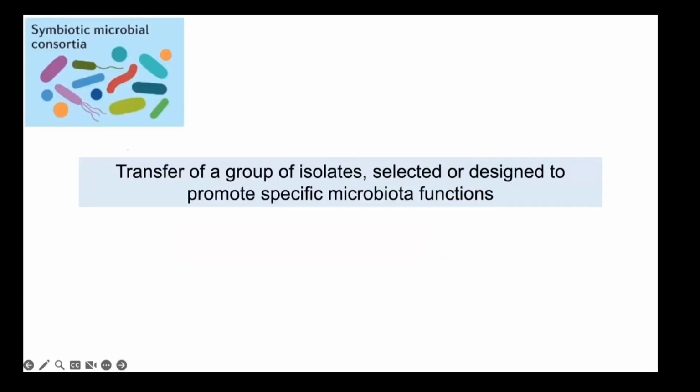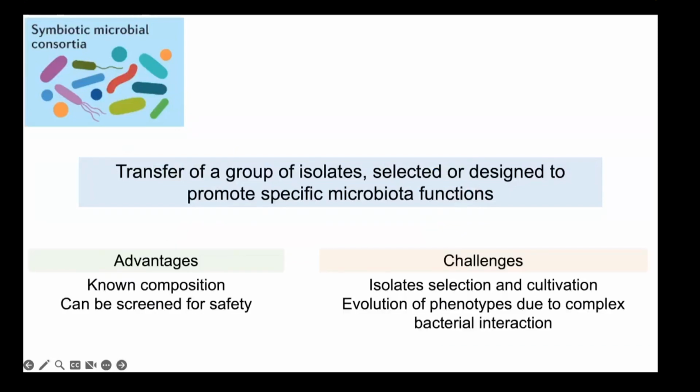And so this is specifically the transfer of a group of isolates which have been pre-selected or even designed because of specific functions that they're able to restore to the microbiota. So the advantage of using a specific microbial consortia is we know what's in there. We know what we're giving to the patients. We know the specific bacteria that are in there. Unlike in FMT or in feces, you may have a general sense of what's in there.